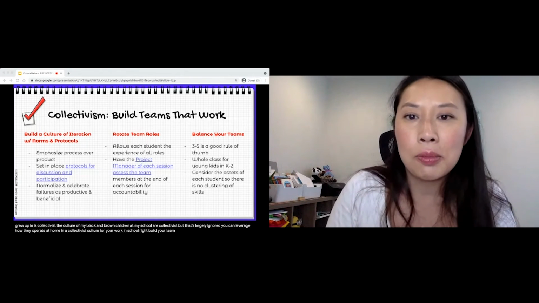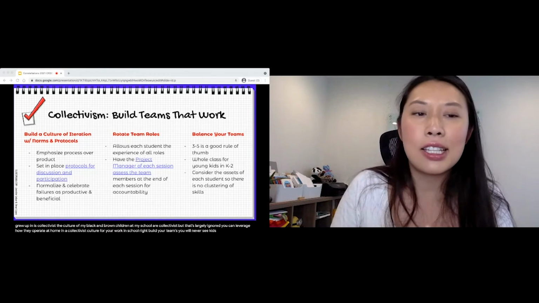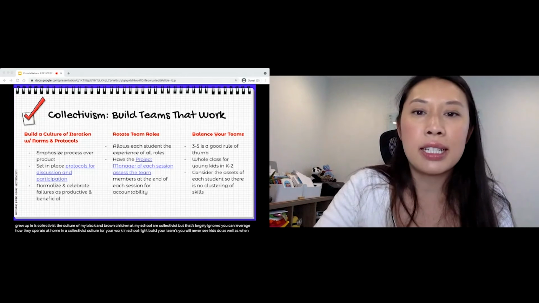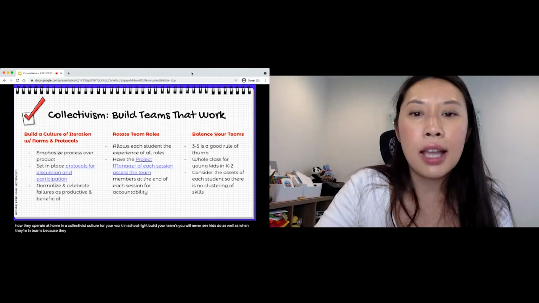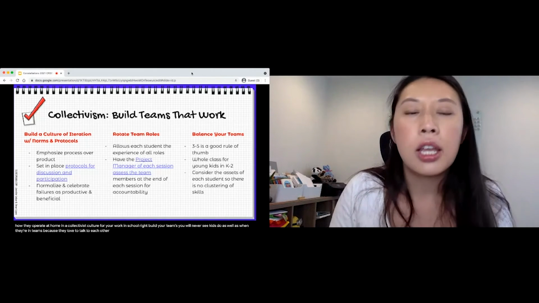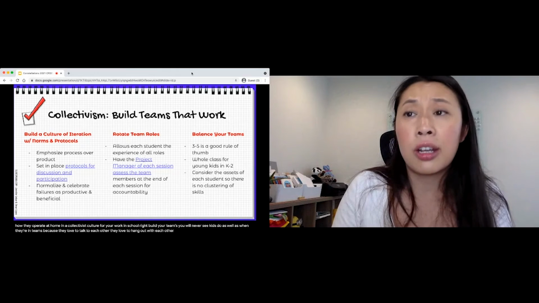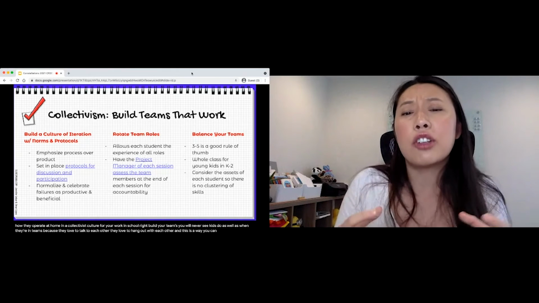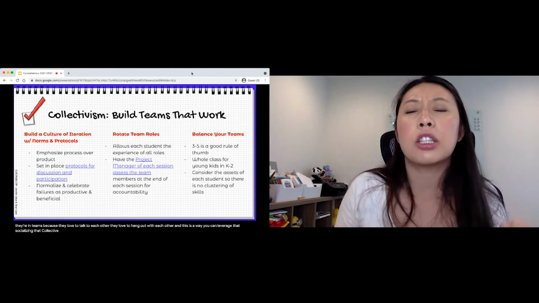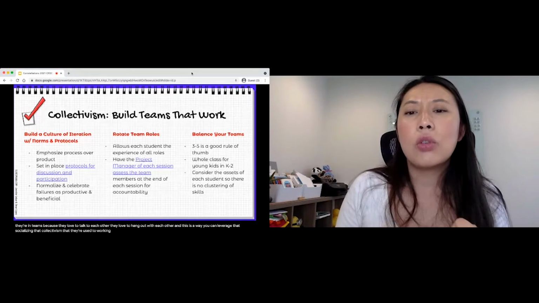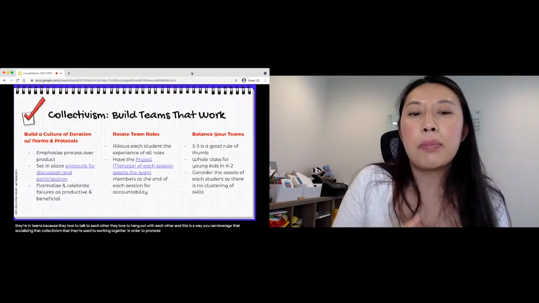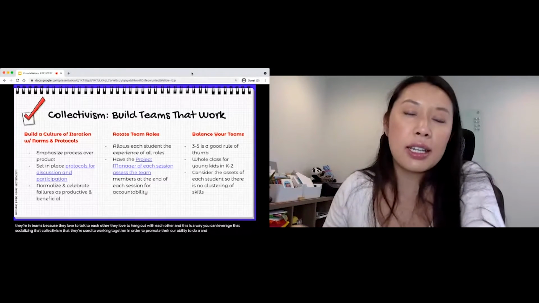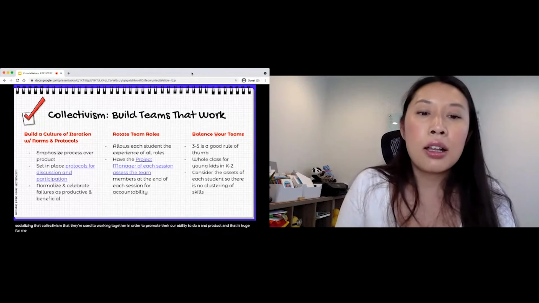Build your teams. You will never see kids do as well as when they're in teams, because they love to talk to each other. They love to hang out with each other. And this is a way you can leverage that socializing, that collectivism that they're used to working together, in order to promote their ability to do an end product. And that is huge for me.